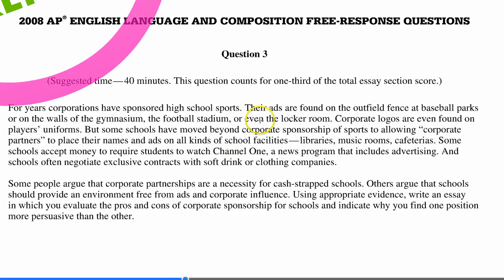Okay, hopefully you noticed that it just gave you some ideas with this first paragraph, and then we don't really get to the actual prompt until down here, right? They say, using appropriate evidence, write an essay in which you evaluate the pros and cons of corporate sponsorships for schools and indicate why you find one position more persuasive than the other. That's an example. If you'll notice, they also tell you the two basic sides of this argument. You see right here, this one and this one.